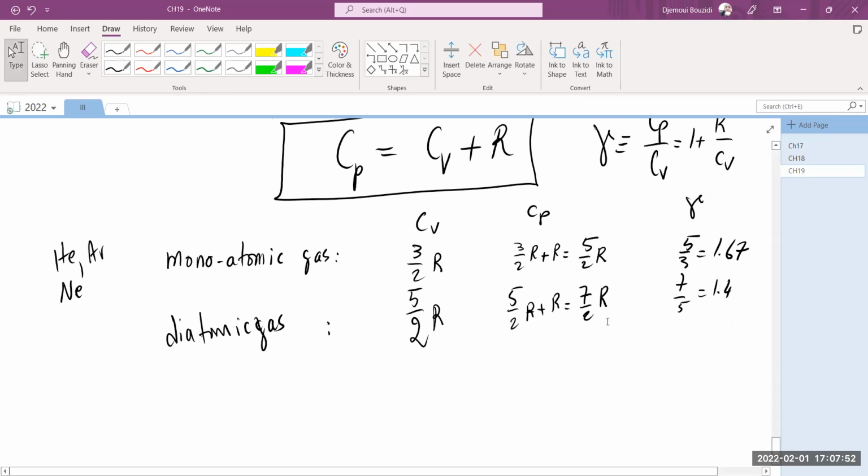Now for a polyatomic gas, so this is a case in point, for example, neon, N2, O2, or air. The polyatomic gas, anything else.